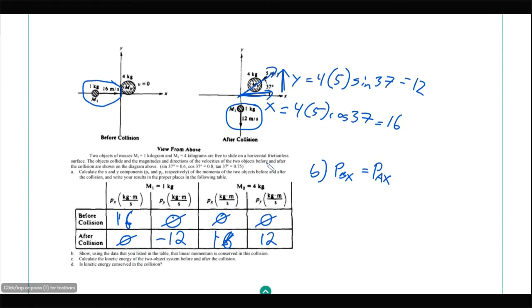So yeah, I would go through now. Beforehand would be 16 plus 0. Does that equal... I'm adding the px before for both M1 and M2. Afterwards, I have 0 for mass 1, and I have 16 for mass 2. 16 equals 16. That one checks.